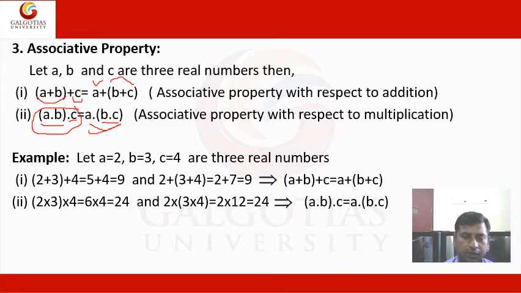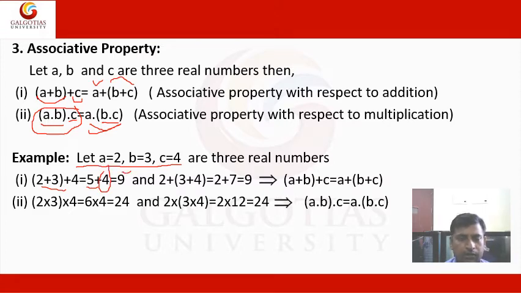To verify this property, here we are taking three numbers A equal to 2, B equal to 3 and C equal to 4. First we add A and B, that means 2 and 3, and this sum is 5. Then we add this sum with C, that means 4. So 5 plus 4 is 9.